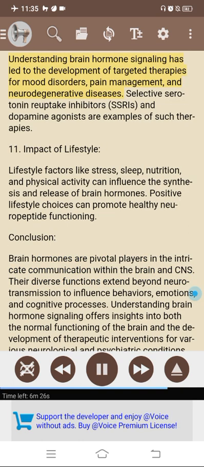10. Therapeutic potential. Understanding brain hormone signaling has led to the development of targeted therapies for mood disorders, pain management, and neurodegenerative diseases. Selective serotonin reuptake inhibitors (SSRIs) and dopamine agonists are examples of such therapies. 11. Impact of lifestyle. Lifestyle factors like stress, sleep, nutrition, and physical activity can influence the synthesis and release of brain hormones. Positive lifestyle choices can promote healthy neuropeptide functioning.